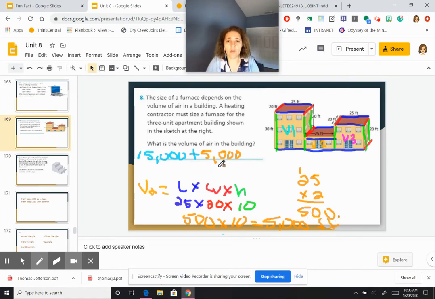Okay. And so I found my volume 2. So I went ahead and I added it up here on my line. So far I got volume 1 was 15,000 cubic feet, and volume 2 is 5,000 cubic feet. So now we need to do volume 3. Okay, so go ahead and try volume 3 and then come back to me and see what you get.